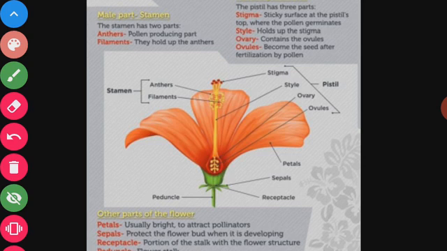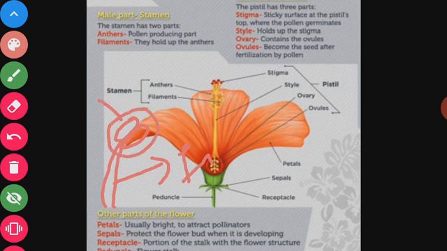The stamen has two parts: the anther and the filament. The stalk of a stamen is called a filament. If I draw the structure of a stamen here, this stalk is known as the filament, and this lobe-like structure is known as the anther. The swollen top of the stalk is known as the anther.